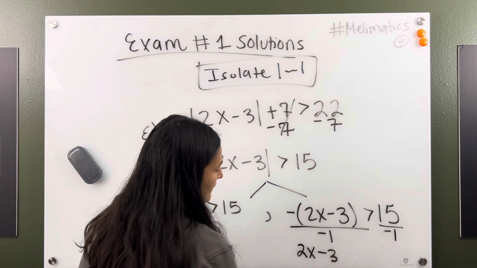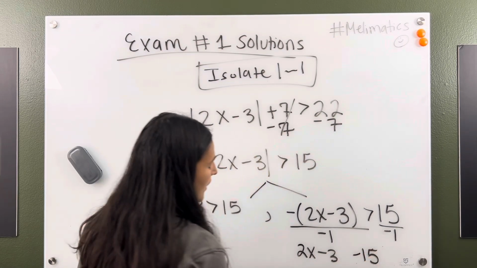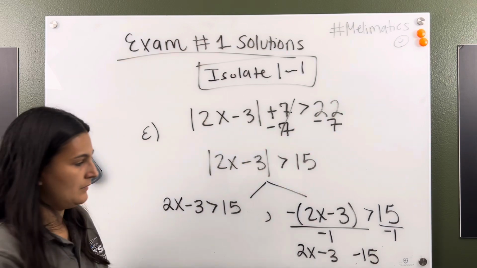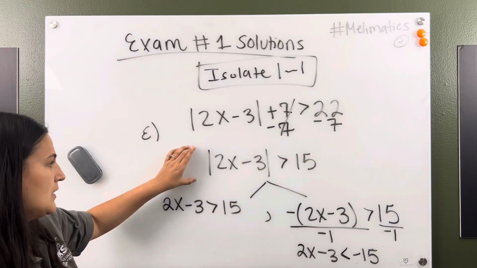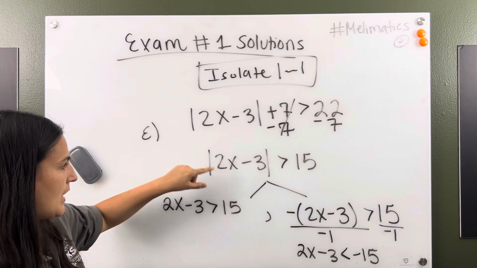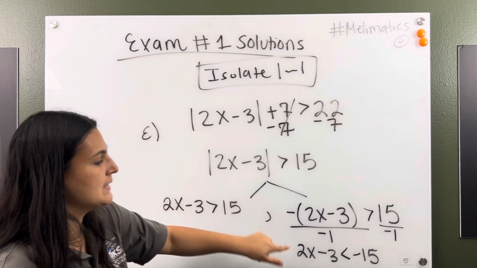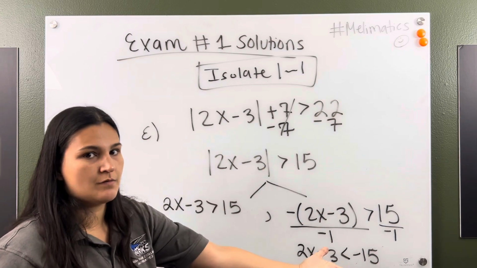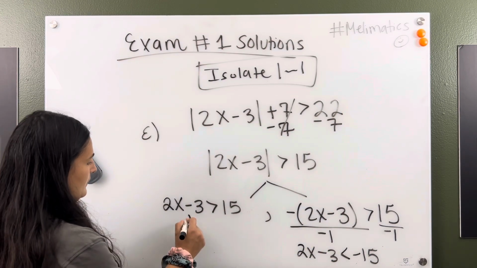And what is 15 divided by negative 1? Negative 15. But what do you do when you divide or multiply by a negative? You have to flip the sign, right? So this is why many times when we get to this point, we have two cases: where that inside number is greater than 15, or when that inside number is less than the opposite sign of 15, which is negative 15, right? And then from there, you just solve.